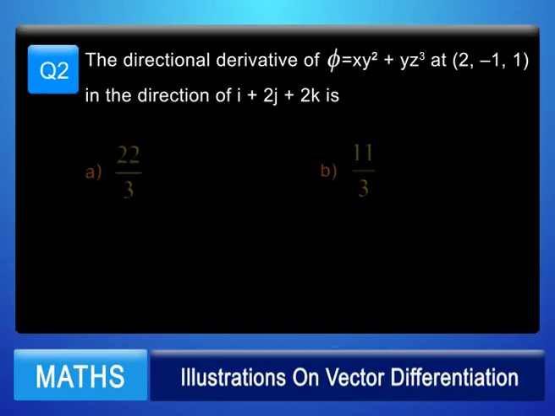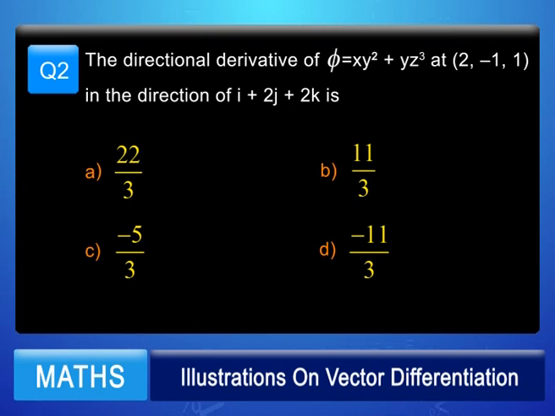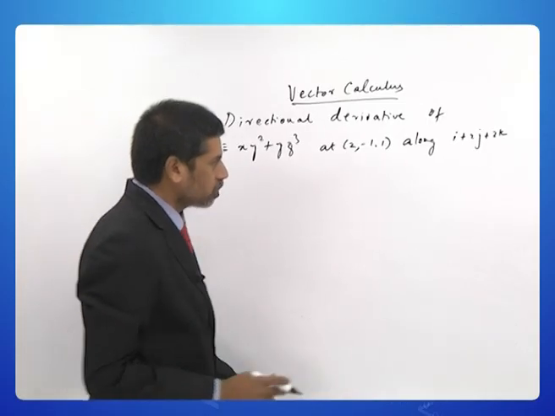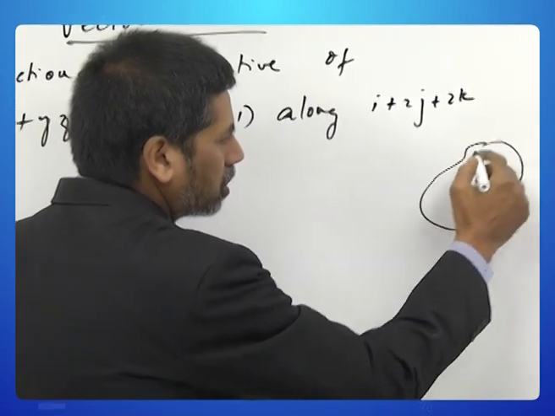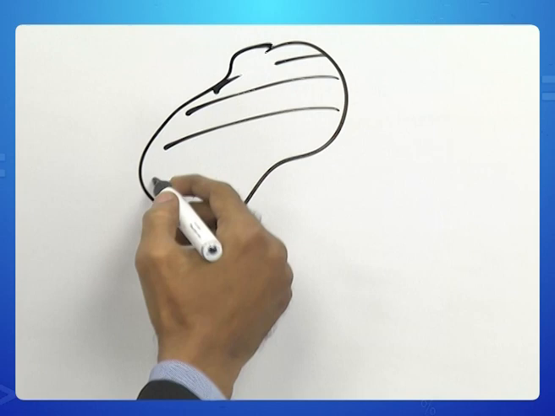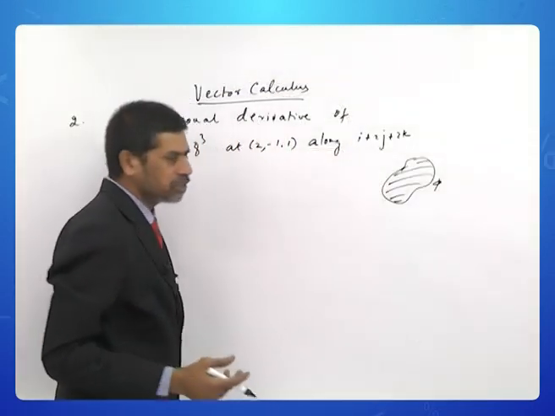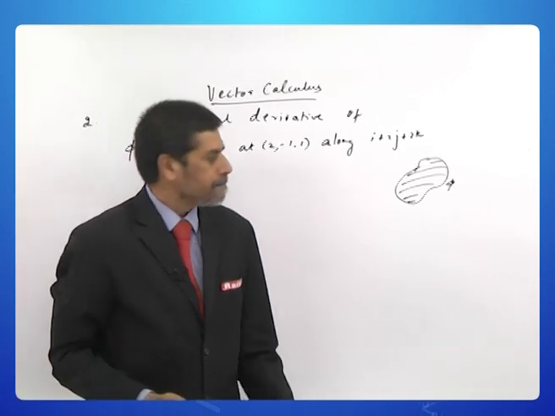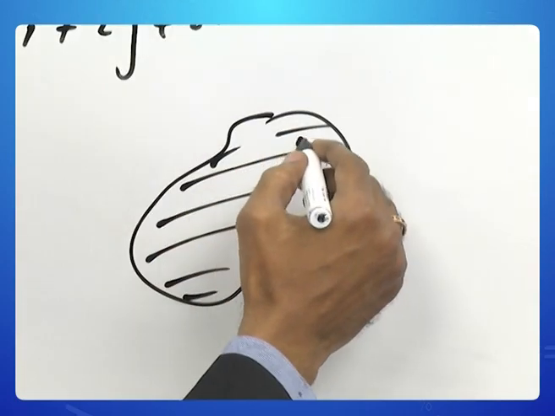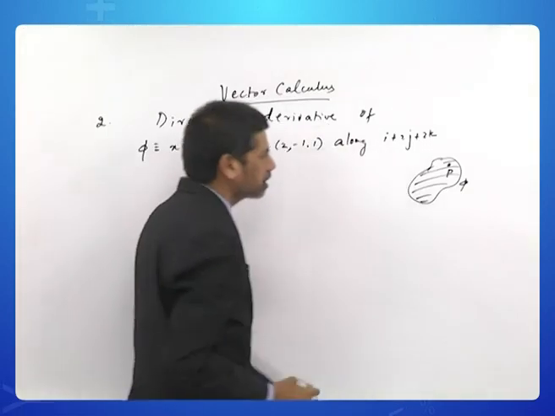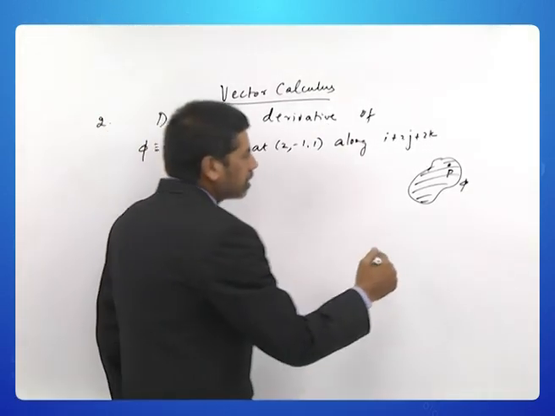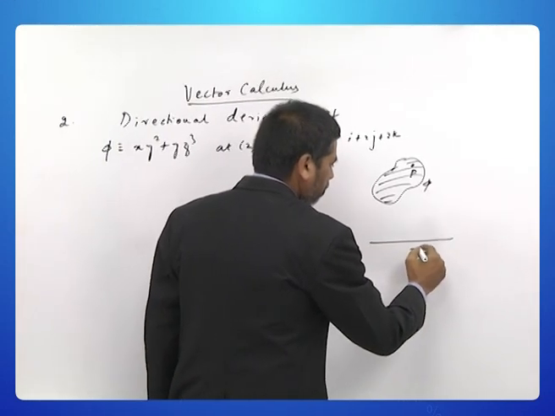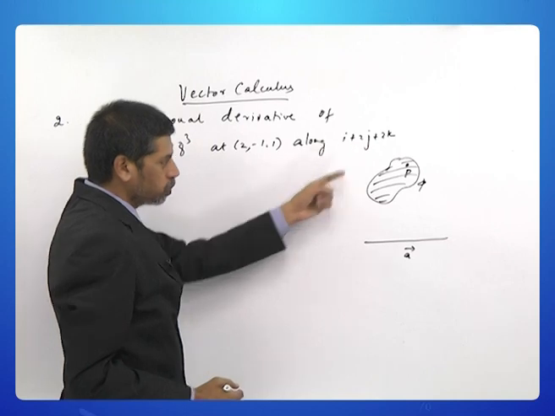Question number 2. We have to find the directional derivative of the scalar potential phi is equal to xy square plus yz cube at the point (2, -1, 1) along the direction of the vector i plus 2j plus 2k. I hope you are all aware of this concept. We have a scalar potential phi. Scalar potential can be visualized as a geometrical surface, and there is a point here P. In this case P is (2, -1, 1). This is a given vector, we will call it A. The vector is i plus 2j plus 2k.